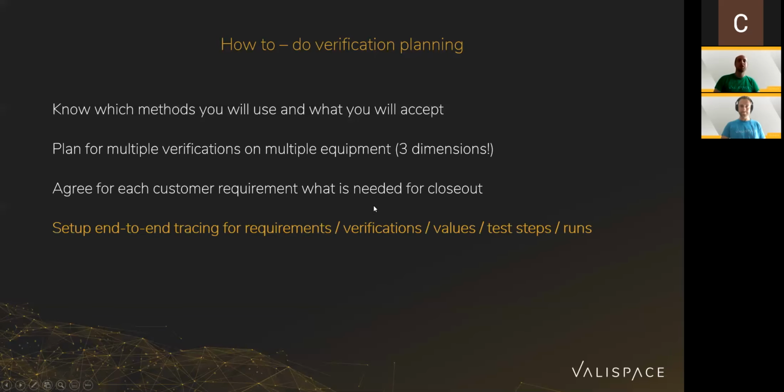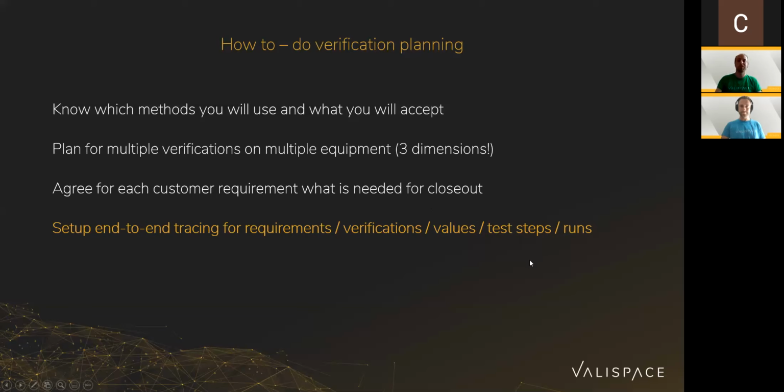Agree with each customer for the closeout. We talked about this. And then set up end-to-end tracing for everything: for requirements, for your verifications, for the values. So basically, if a requirement says you should be able to fly 200 kilometers, then the verification might be, we verify this through test and through simulation, right? Test on the flight model and the simulation from a MATLAB simulation. The values mean, how far did we actually fly in our test, right? Was it 400 kilometers? Was it 301? So these kinds of values, store them in a dedicated place.